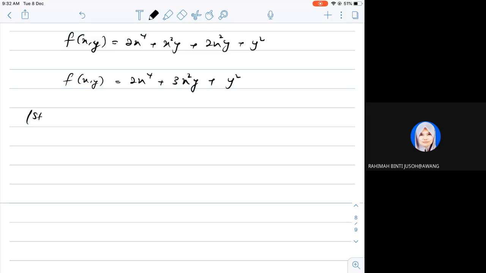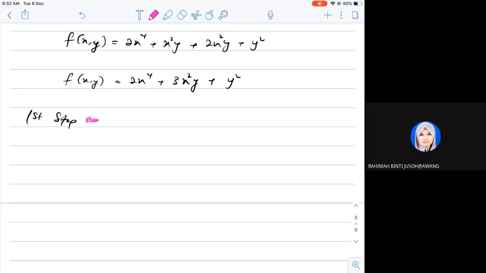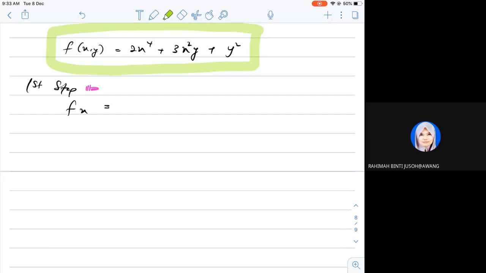Okay, so first step, find the critical points. So how do we find the critical points? By differentiating f with respect to x. So differentiate function kita ni. Okay, mata you sekarang ni, you fokus pada yang ni je. Ni, saya dah simplify ni. So differentiate with respect to x, we will get 8x cubed plus 6xy, isn't it? And then y squared tu jadi 0 lah. So equals to 0. So this is your first equation.